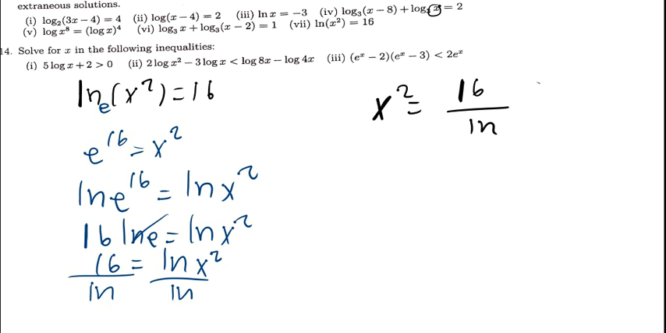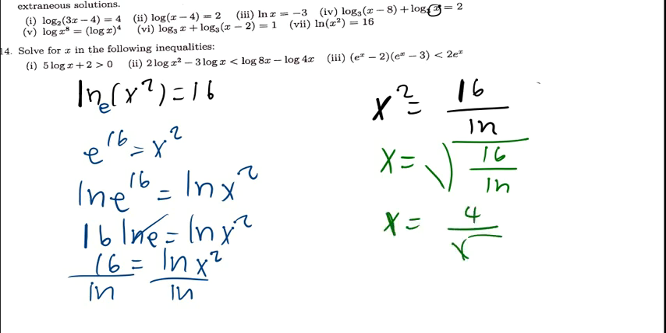Okay, so what we are going to have is you get the square root, so this is going to be the square root of 16 over ln. So x will be equal to the square root of 16, which is 4, and that one we don't know. Okay, so that is the answer for that last one. I think I can say we are done for question 13.